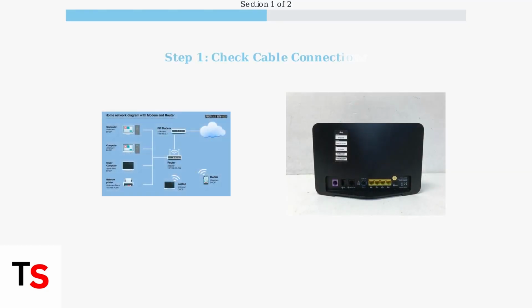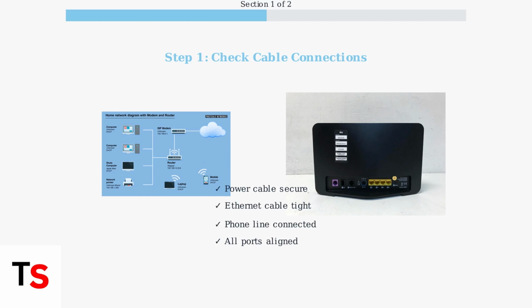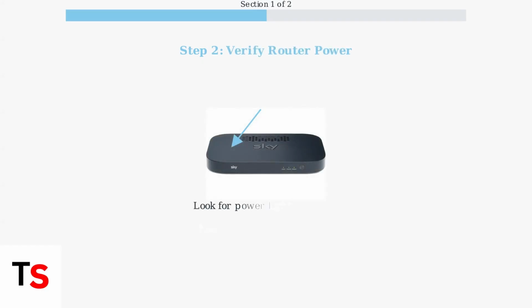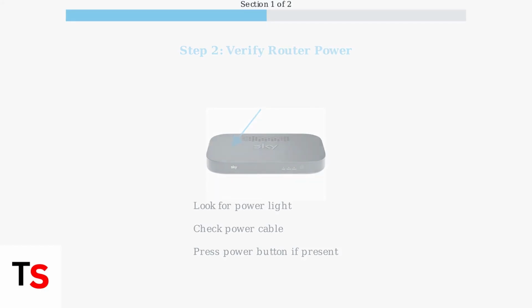The first troubleshooting step is to check all cable connections. Ensure every cable is securely connected to the correct ports. Loose connections are a common cause of internet connectivity issues. Next, verify that your router is powered on. Look for the power indicator light on the front of your router. If it's not lit, check the power connection and ensure the power button is pressed if your model has one.